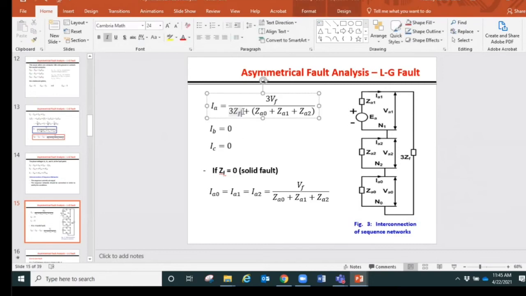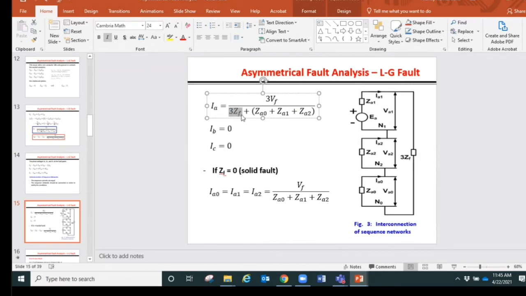So as we generalize this analysis using the fault impedance between the fault point F and the neutral, the impedance was ZF, that will be present here as 3 times ZF, that is what is here.